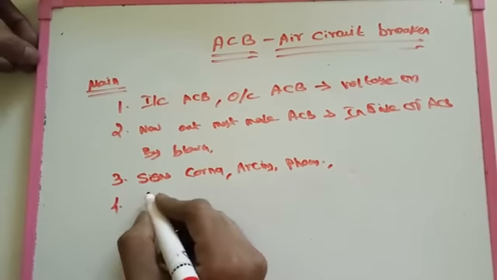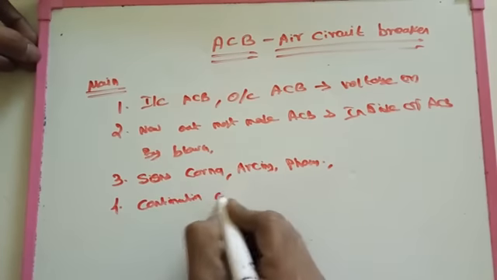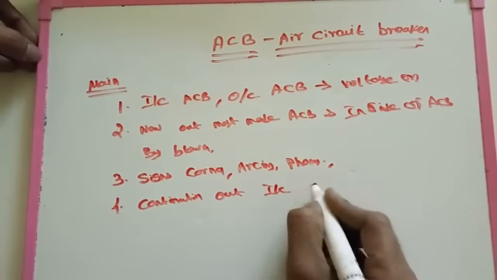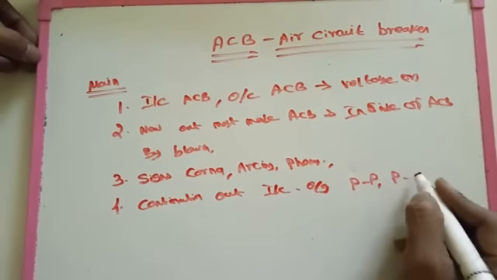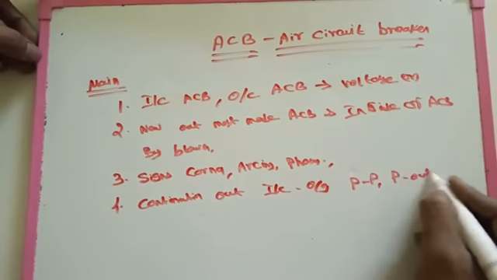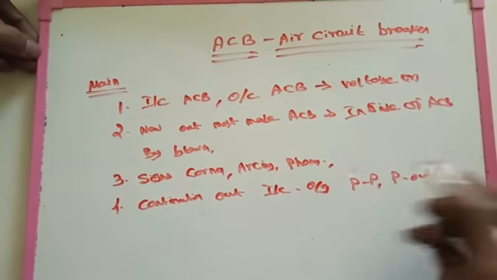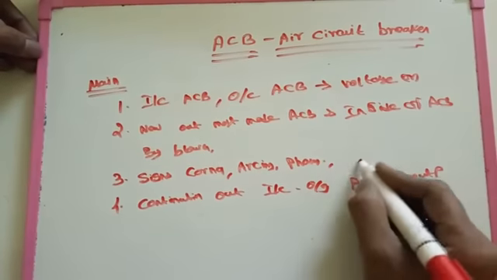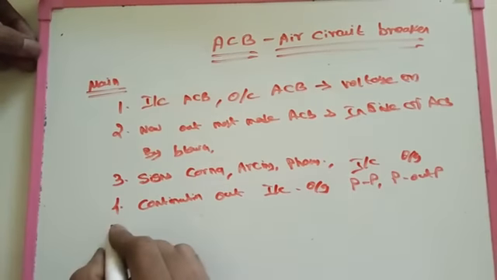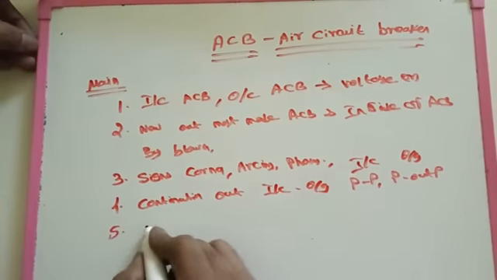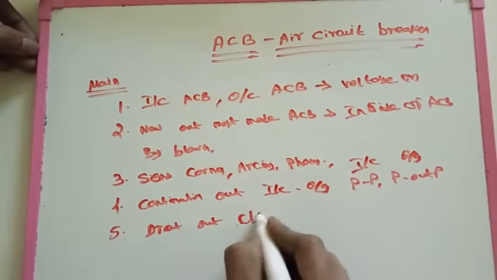After that we are going to check the continuity of incoming and outgoing for phase to phase and phase to other phases. That means the phase to phase of incoming and phase to phase of outgoings. Simultaneously we need to check the phase to phase of incoming, phase to phase of outgoings, that means the incoming phase to outgoing. After that draw out the main conductors to the outside and clean the inside of the cradle and ACB.